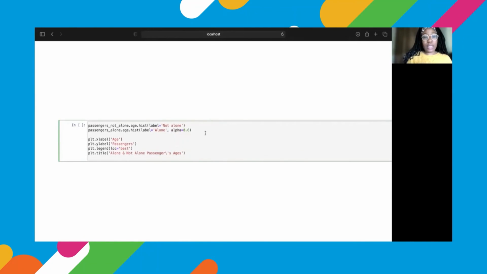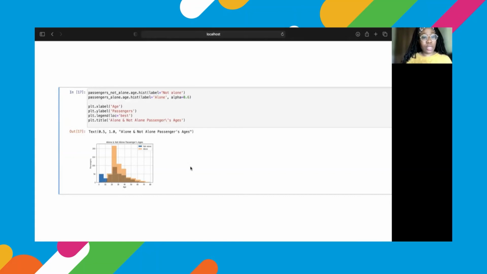Okay, so let's look at visually what we're seeing. So this is just representing visually the ages of people who were on board the Titanic alone and not alone. So in blue, we can see the outline that from 0 to 70 were the age ranges for passengers who were on board the Titanic not alone, whereas a lot of people from 12 to 80 were on the Titanic alone. Okay.